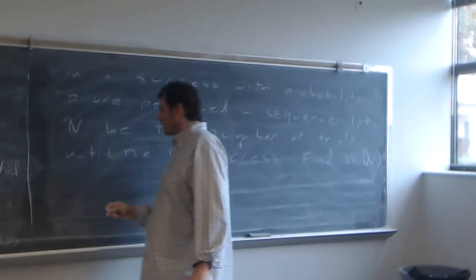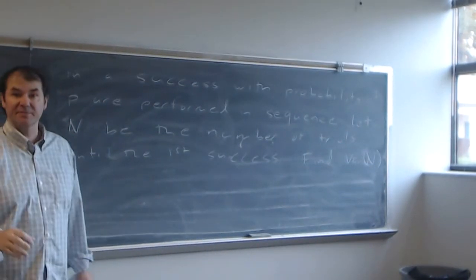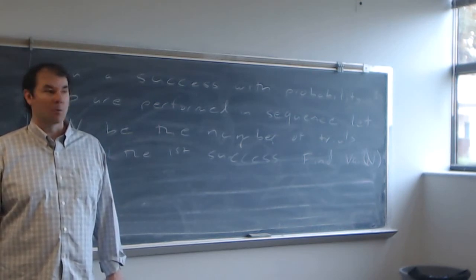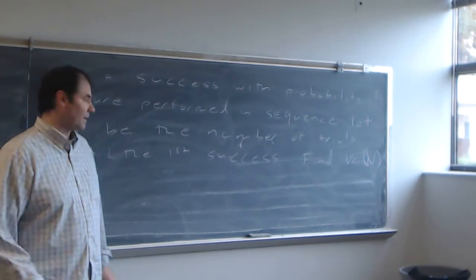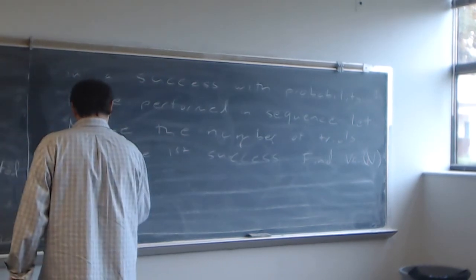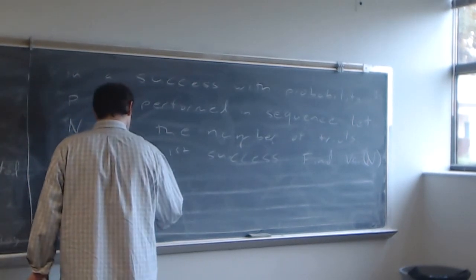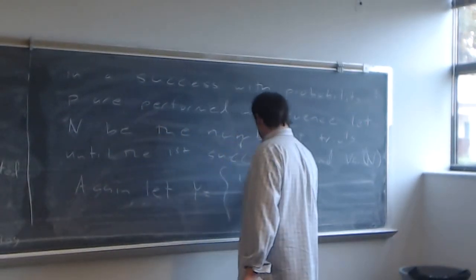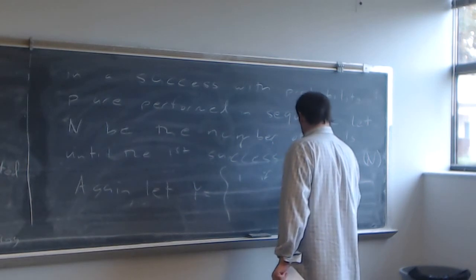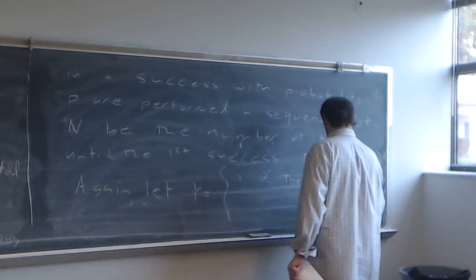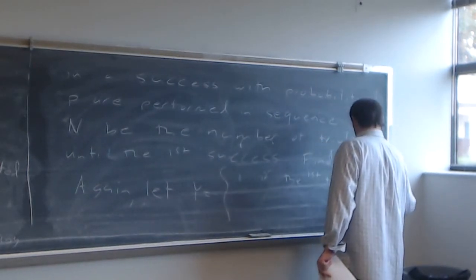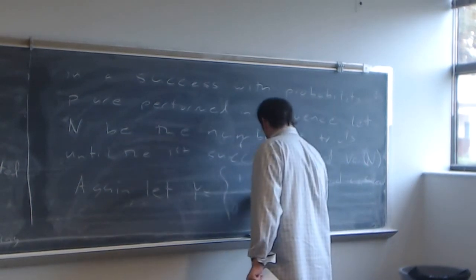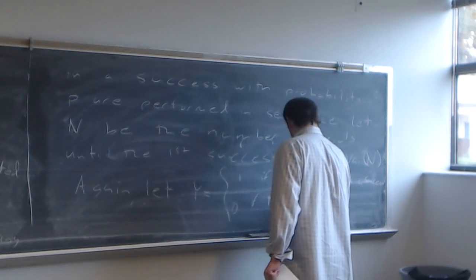Well, for our solution, we'll do the same thing that we did before. We're going to do a conditional expectation, where we condition on random variable y. So again, y is going to be the same thing: 1 if the first trial is a success, and 0 if the first trial is a failure.